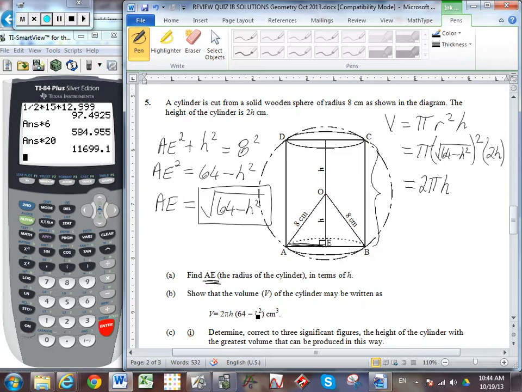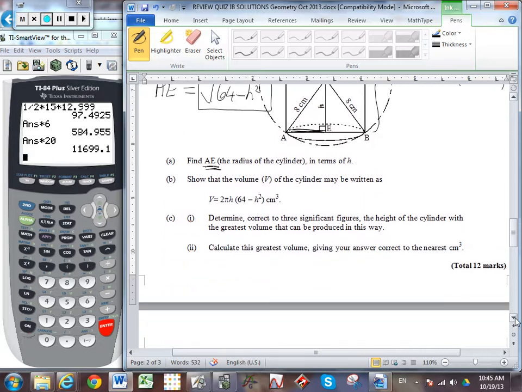And then I'm left with 64 minus h squared. I can see where that comes from, because the square root being squared, those cancel out, don't they? And I'm left with simply 64 minus h squared. Centimeters cubed, which doesn't quite fit on my screen, but of course I should include those units at the end.